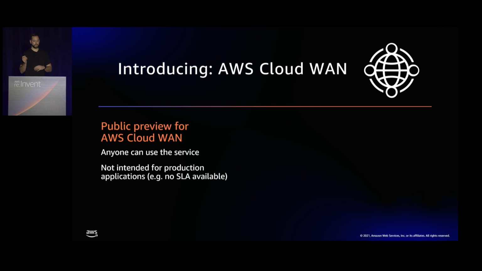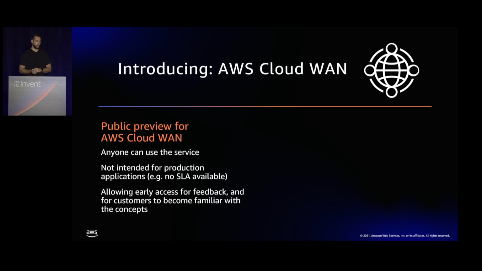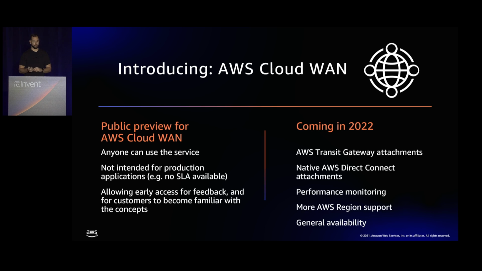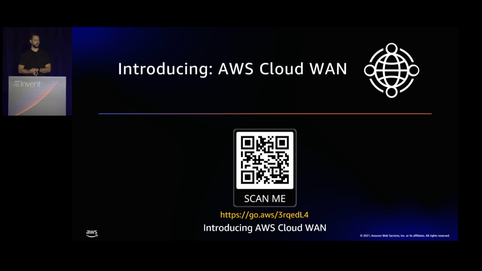So the disclaimers, it is a public preview. It's not intended for production use. Jump in there and check it out. We're looking for feedback. Coming in 2022, things like transit gateway attachments. We'll be doing more performance monitoring, direct connect gateway attachments, etc. So there's a few things that we're still building, and that's hence why it's only a public preview. And a quick QR code there if you want to grab that as well.